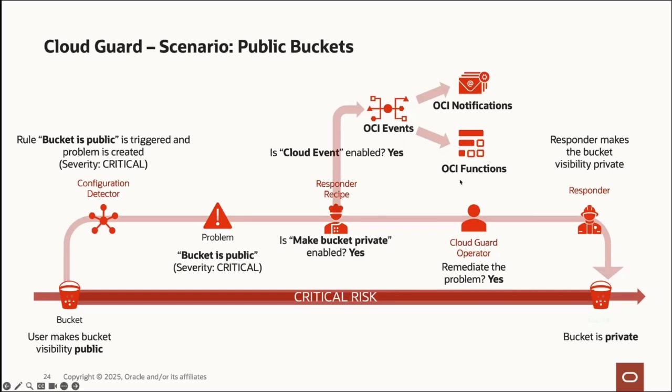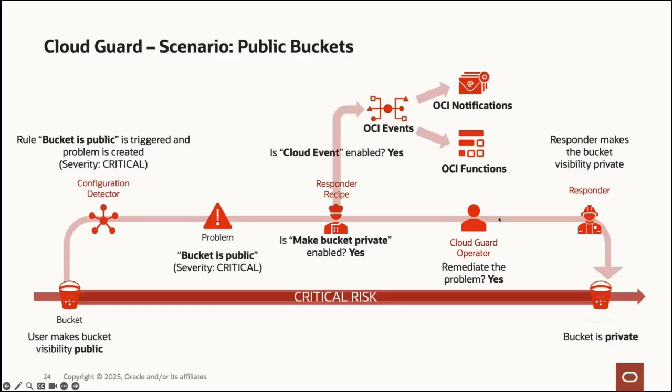We also have OCI Functions, so you can use the Events service to invoke a function or trigger a function to run. And a function is essentially serverless computing, right? You don't have to worry about managing underlying infrastructure. You're only worried about the code. You're only paying for the execution time of your code. So if you want to run some simple scripts with OCI Functions, you can use the Events service to trigger that function to run.